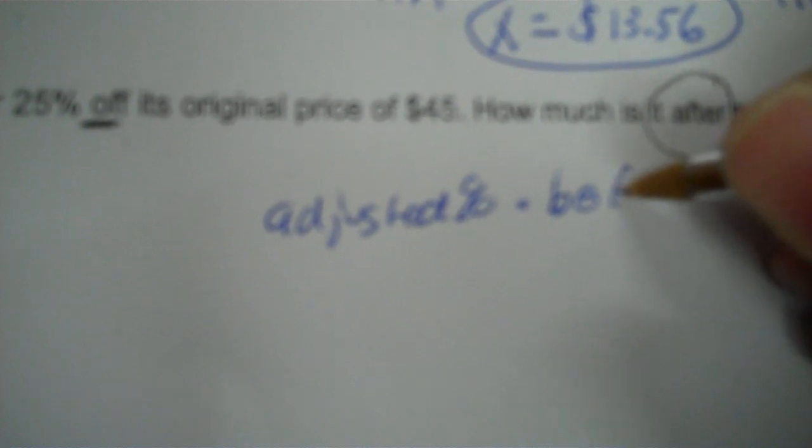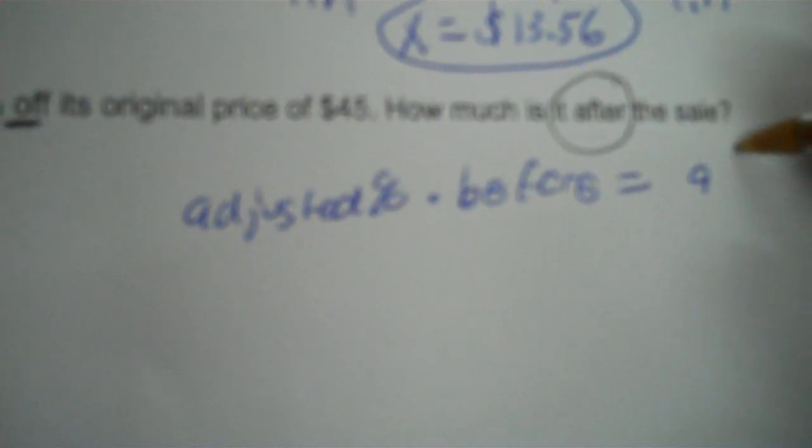Okay, next problem. An item is on sale for 25% off its original price of $45. How much is it after the sale? Okay, so again, that's not "of," that says off. So it's not "of," you don't use the table. Adjusted percent times the before amount equals the after amount.